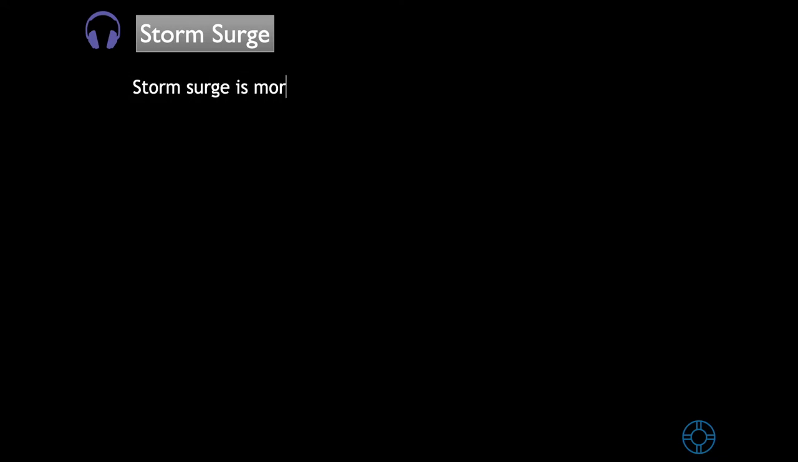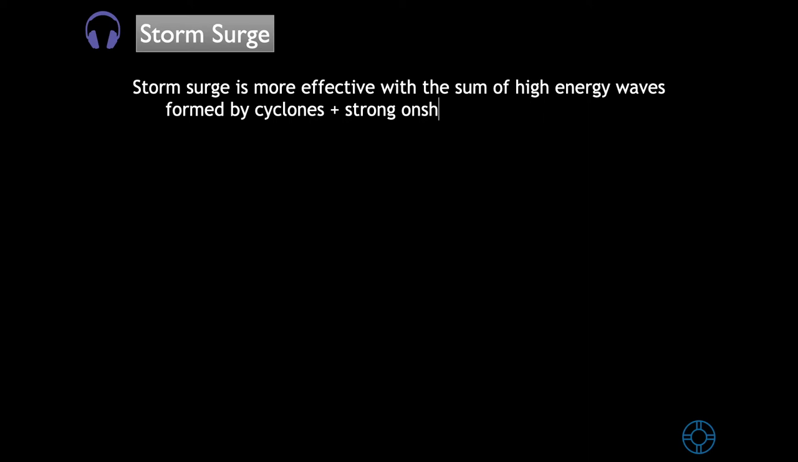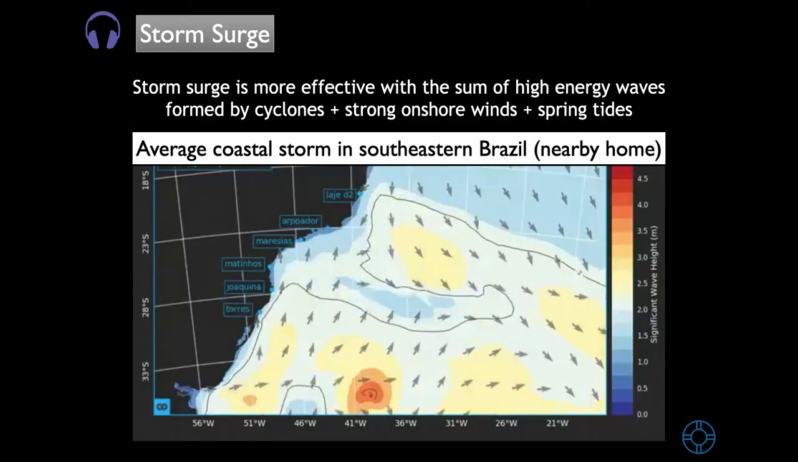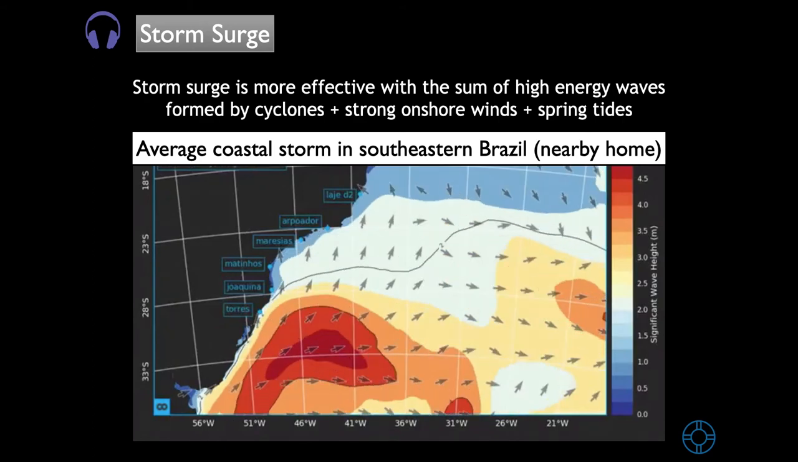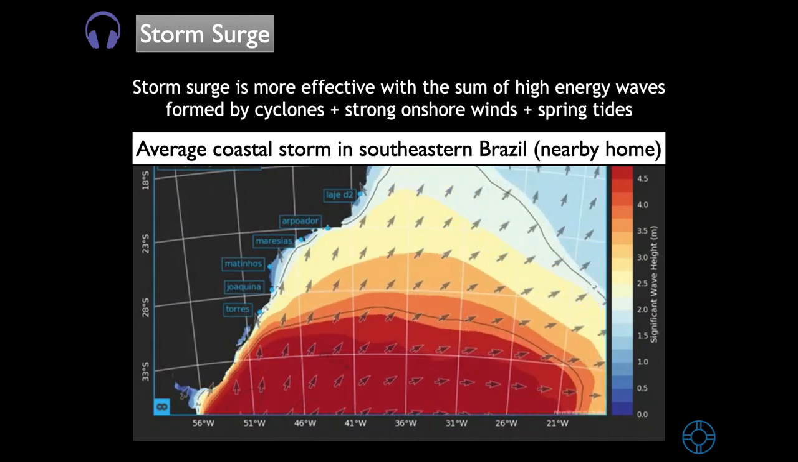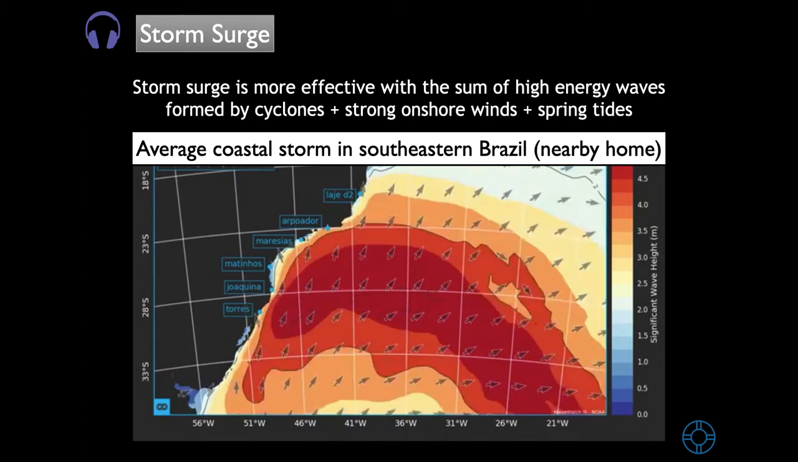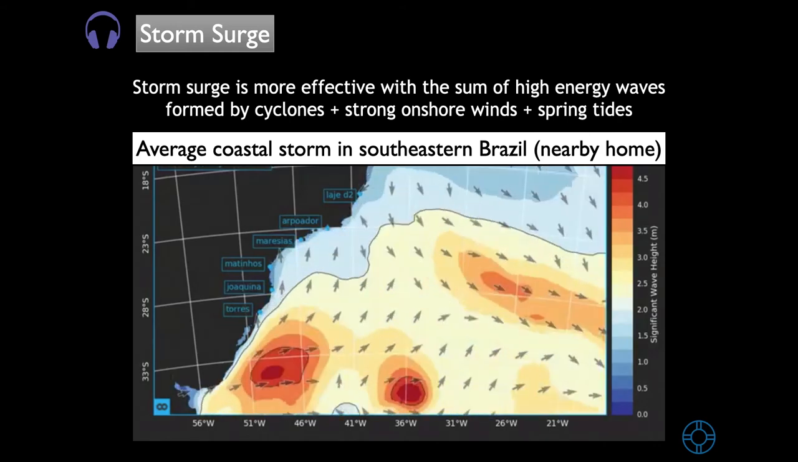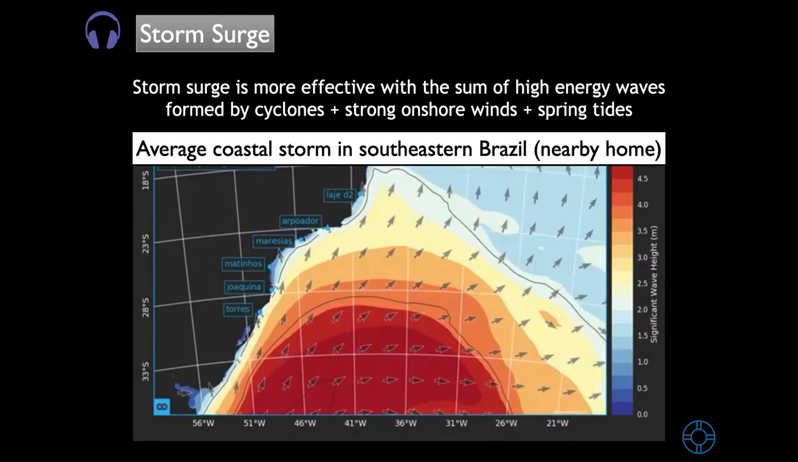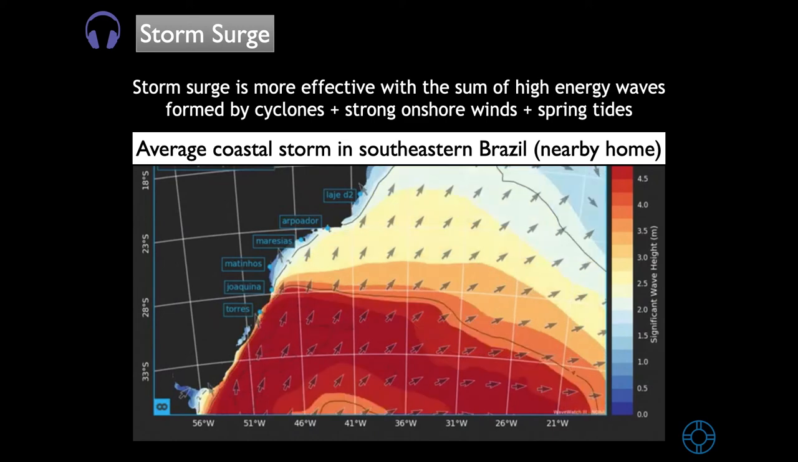Storm surge is more effective with the sum of high energy waves formed by cyclones plus strong onshore winds and spring tides. Let's see an example of an average coastal storm in southeastern Brazil, which is nearby home for me. In this image we can see the coast of south and southeastern Brazil in black, and the colors represent wave heights that, during the apex of the storm, reached about 5 meters of significant wave height.